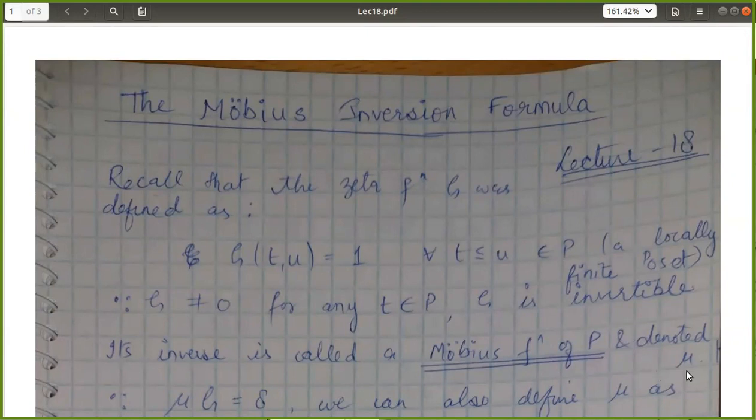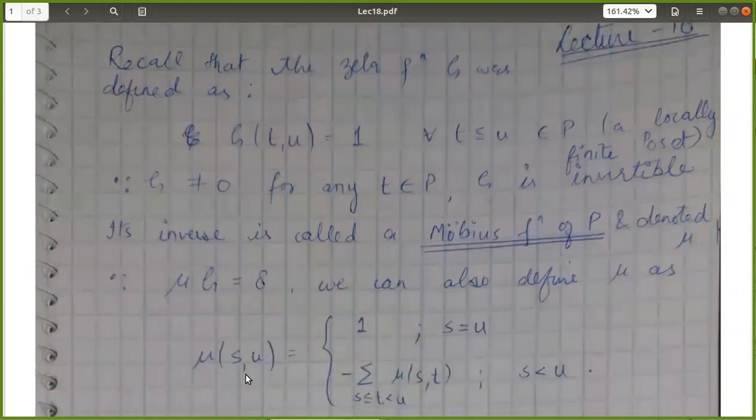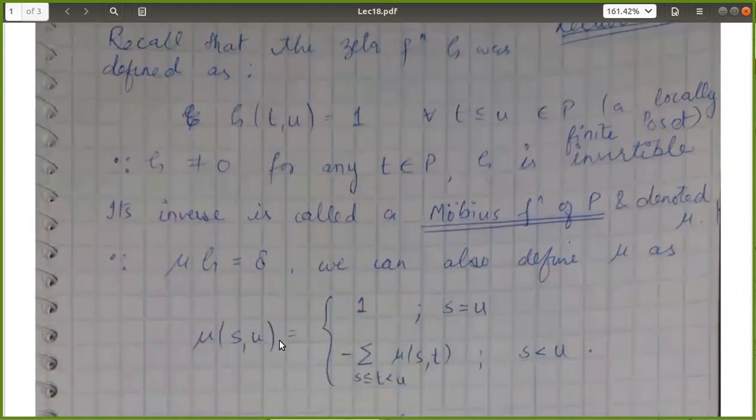Since you call this the inverse of zeta, it's the same as writing mu zeta equals delta, where delta is the identity function on any interval. However, if you remember, mu zeta is now written as a product, where you apply the convolution on it. This can independently be derived, and you would arrive at this: mu of s,u is 1 when s is equal to u.